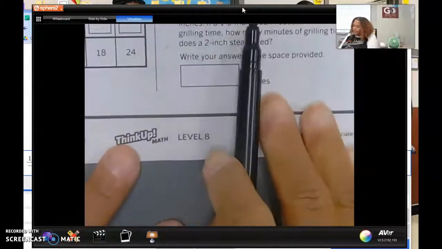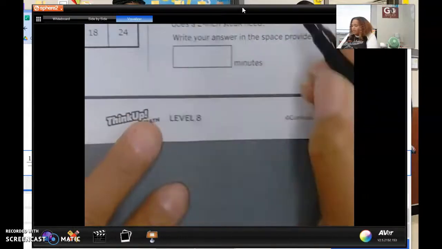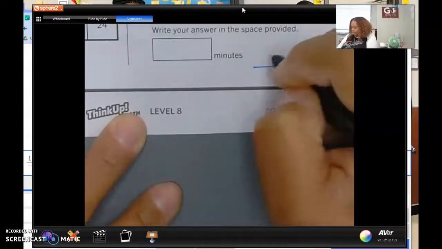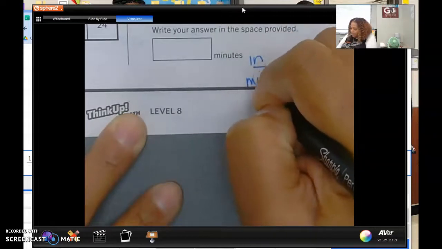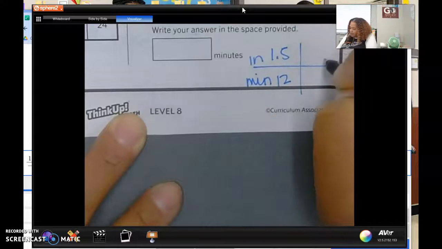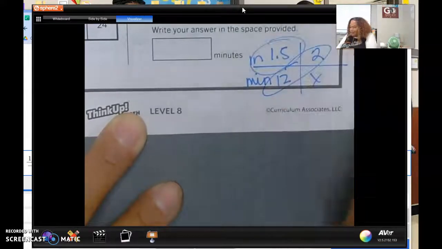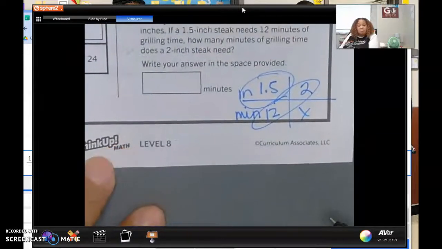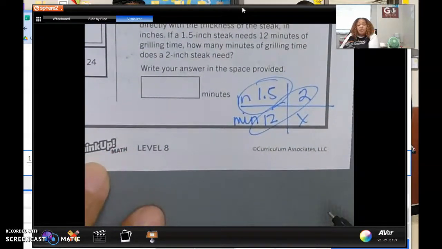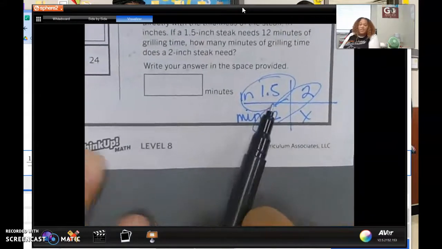Number 10, the grilling time, steak, minutes, inches. Make a proportion: inches per minute. 1.5 and 12, 2 and x. Cross multiply, then divide. 12 times 2, and then divide by 1.5. You should get a whole number for this. Good luck.